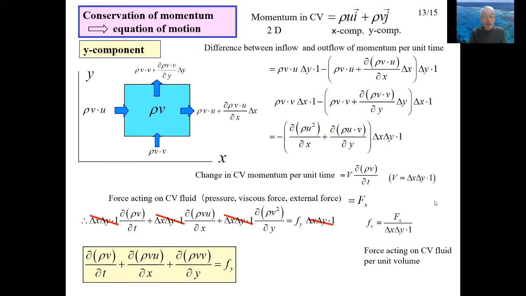The equation of motion in the y direction is shown in the yellow frame. The derivation of this equation is almost the same, except that rho u in the x direction is changed to rho v. So the explanation is omitted here. If you want to see it, try it by referring to the previous slide.